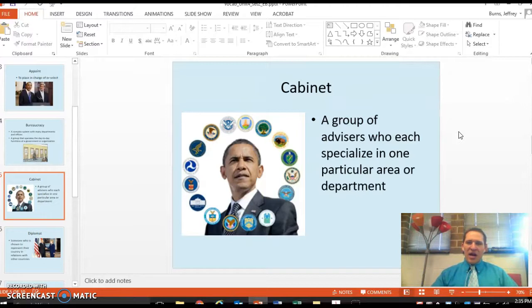The cabinet are the advisors that specialize in one area, and they're going to give advice to the president. We have like Secretary of Defense, who's the head of the Department of Defense. We have the Attorney General, who's the head of the Department of Justice. We have the Secretary of State, who's the head of the State Department, which deals with foreign affairs. We have the Secretary of Homeland Security, who's in charge of securing our borders. Okay, so there's going to be 15 secretaries plus other cabinet members who are advisors to the president.